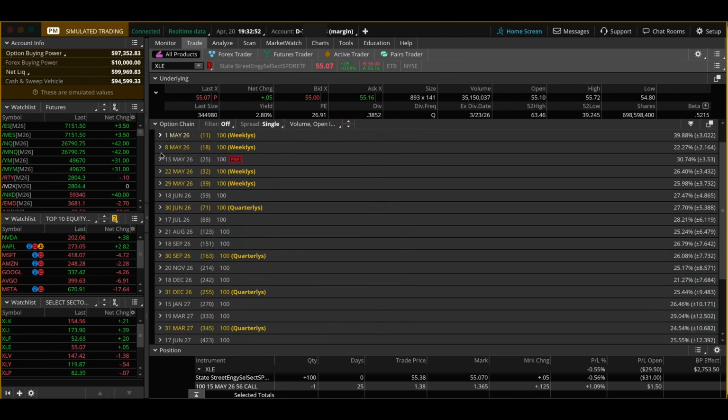When we're looking at ETFs like this that aren't SPY or QQQ, their volumes are going to be lower.